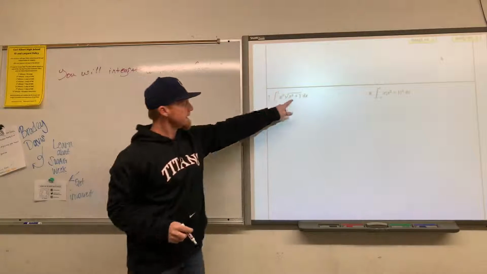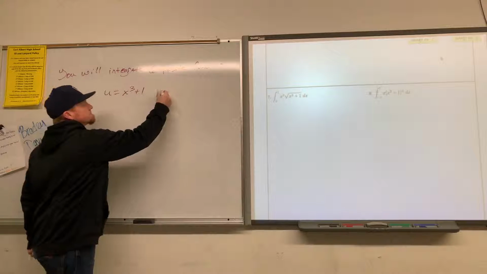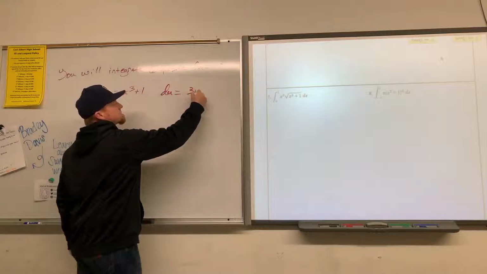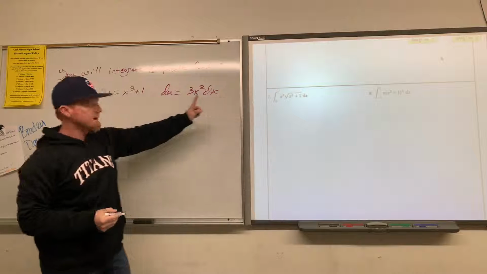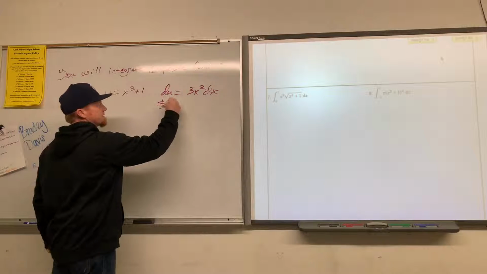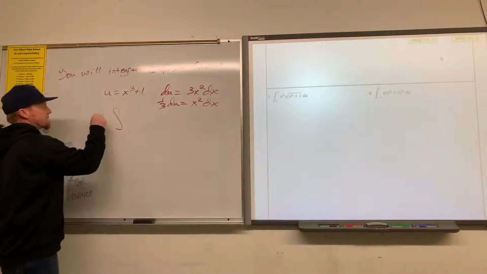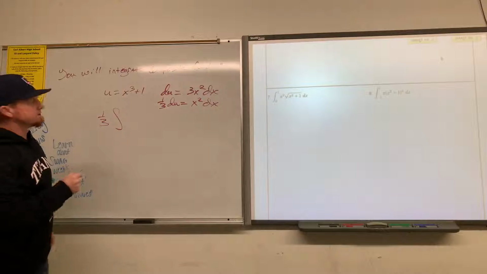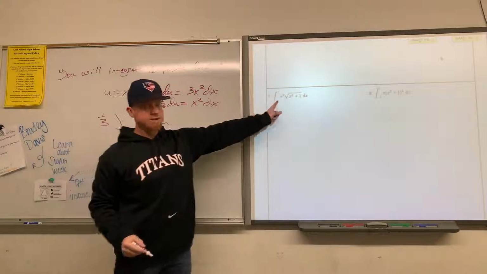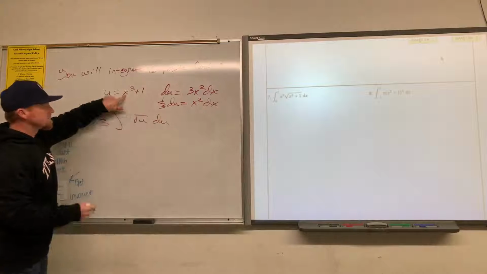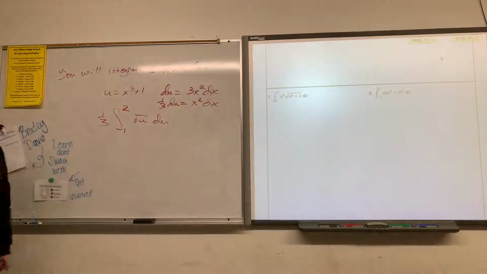Number 7, inside is x cubed plus 1. du is 3x squared dx. I've got the x squared, but I do not have a 3. So I need the 1/3 over here. And we rewrite it. So I've got the 1/3. I've got the square root of u du. X limits are 0 and 1. Plug in 0, I get 1, plug in 1, I get 2.